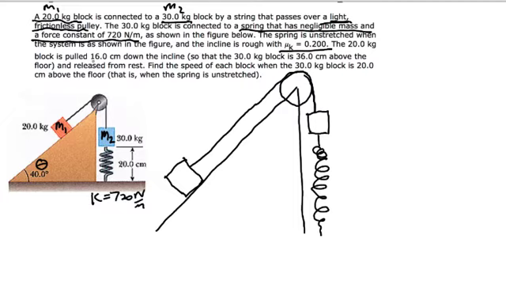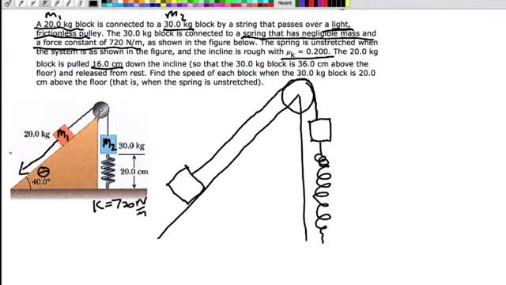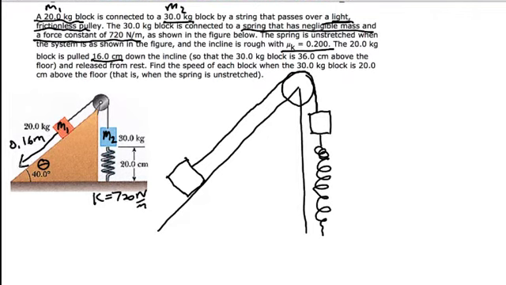The 20 kilogram block is pulled 16 centimeters down the incline. So this is pulled this way 0.16 meters, right? I'm going to do everything with SI units. Whenever you use energy, it's important to get to meters, kilograms, and seconds. And so that's pulled down 0.16 meters, which means this goes up 0.16 meters. It's giving us a bunch of stuff that we don't need. Doesn't matter how high above the floor it is. That's not going to matter.